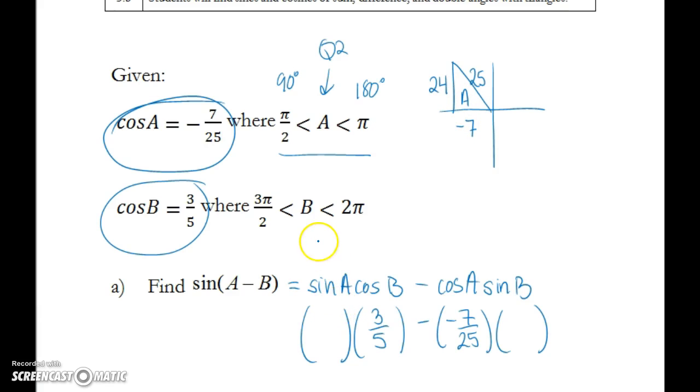Sine is defined as y over r. Y is the vertical component of our triangle. R is the hypotenuse, so sine is 24 over 25.